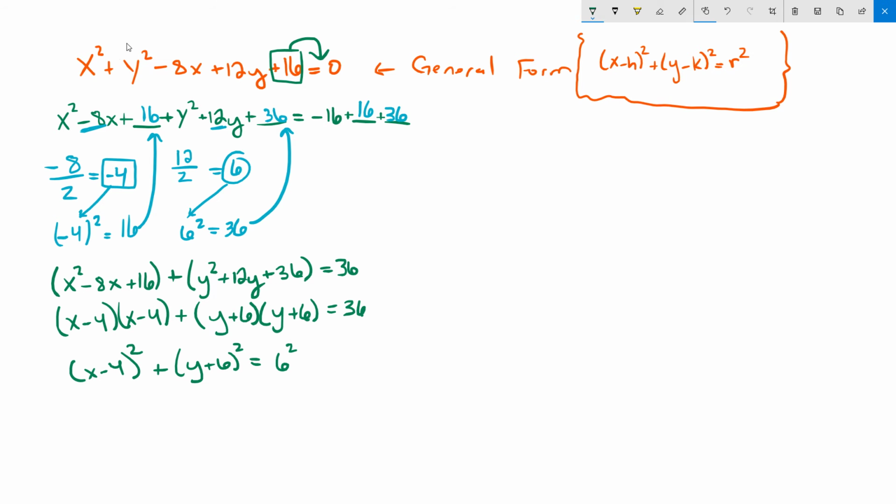So we've pretty much gone from this form right here all the way down to our standard form, and you can see that it does in fact look like the original form, right? So we have our center and our radius. So in this case, our center would end up being positive 4, negative 6, and our radius would be equal to just 6. Okay? So that's pretty much it.